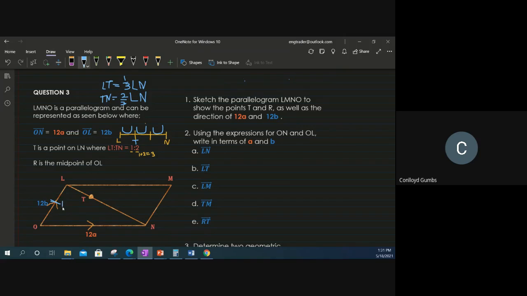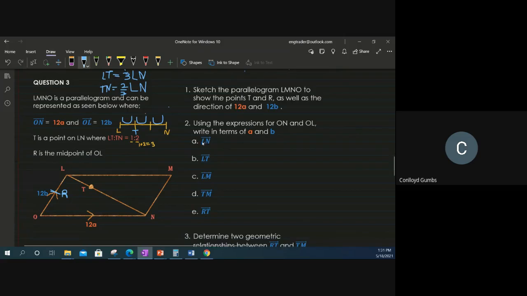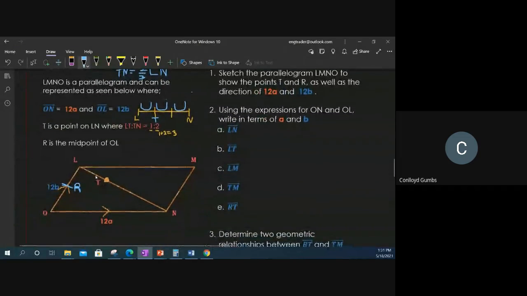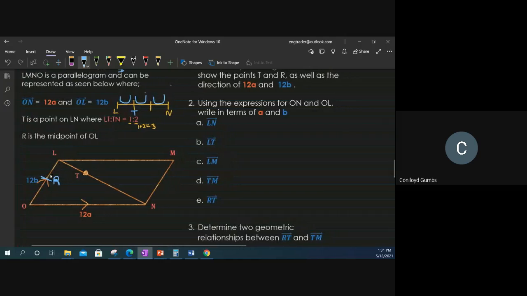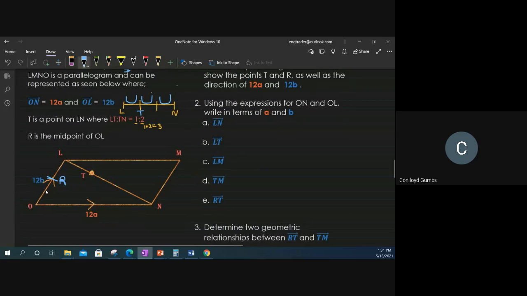Okay, that's R, midpoint. Now the question says, write an expression for Ln. So if we write an expression for Ln, we need to know how to get from L to N. So I'm looking at Ln, and if you look here, we're going from L to O and O to N. Those are the only rows that we have named so far. So in order to get from L to N, we need to go L to O, then O to N.